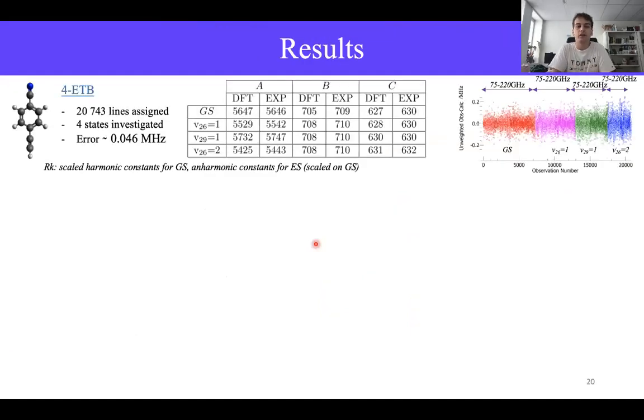So for the 4 ETB, we assigned nearly 21,000 lines for 4 states, the ground state and the 3 first excited states. We have an error in assignment around 0.046 megahertz. And if we look at the dispersion, for all states, we have pretty much the same dispersion, so our assignments are pretty good.